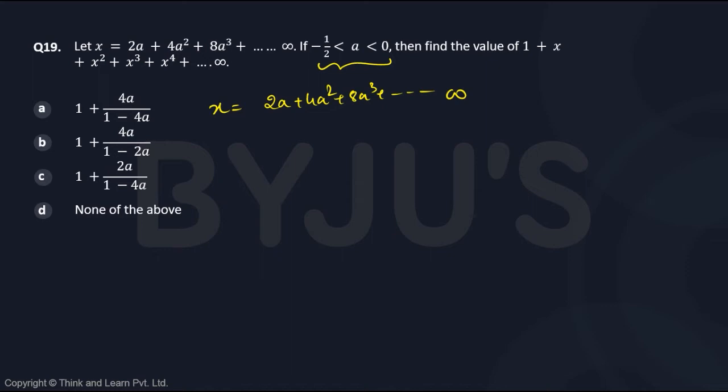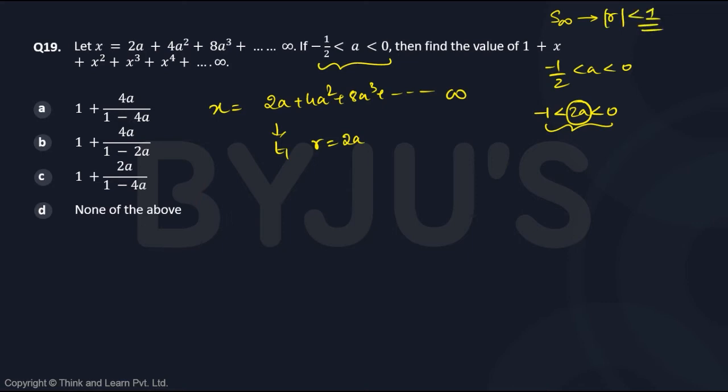So if you notice here, the first term is this and the common ratio is 2a. So if -1 by 2 is less than a less than 0, then if I multiply this throughout by 2, I'll get -1 less than 2a less than 0. So definitely you can notice that the value of r, which is 2a, is within my negative range. So frankly, whenever you want to use sum to infinite, your common ratio should be in this range, which is nothing but -1 less than r less than 1. So clearly this is in the range.